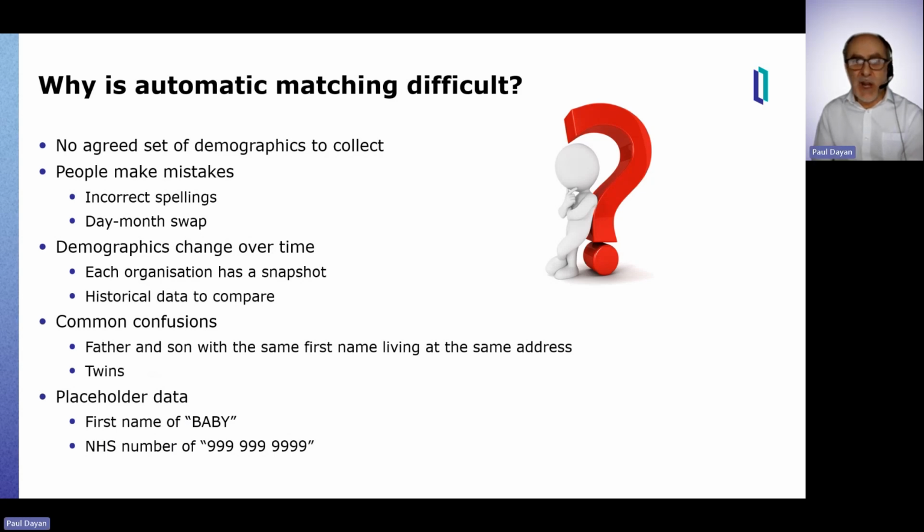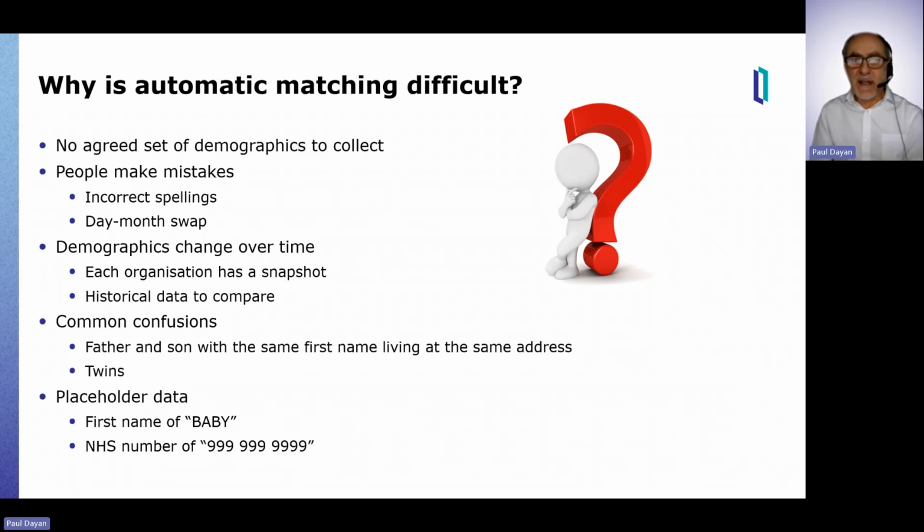And demographics change over time: surname, address, phone numbers, gender. So the demographics held by the acute hospital that the patient attended a year ago may not be the same as the demographics held by community mental health that saw the patient last week. And there are common confusions, such as a father and son, both called John and living at the same address.